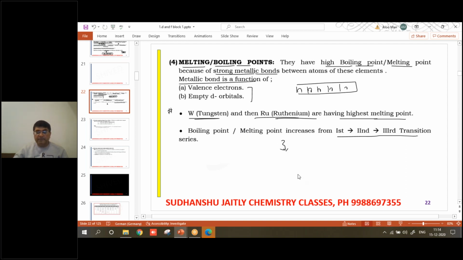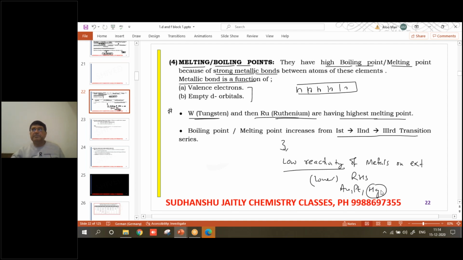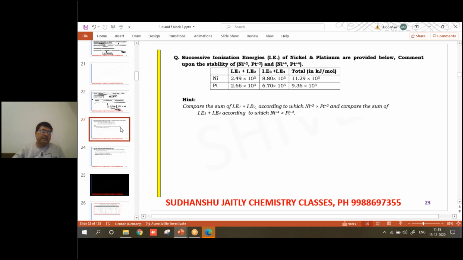That is also, my dear friends, another reason for the low reactivity of metals on the extreme right-hand side, lower side, like gold, platinum, iridium, mercury. Leave mercury aside, there is another reason, that is an exception, but otherwise mercury is also not very reactive. You can see from the standard electrode potential, they do not lose electrons easily.